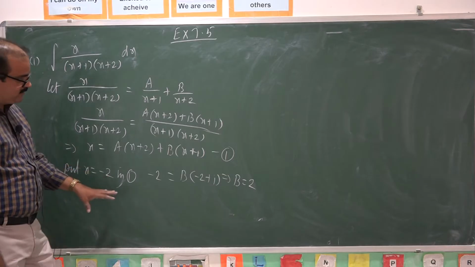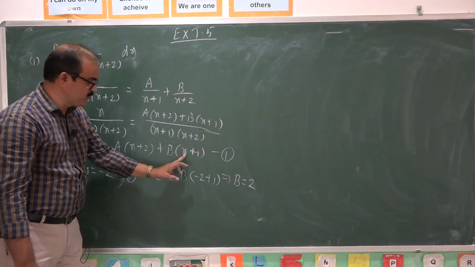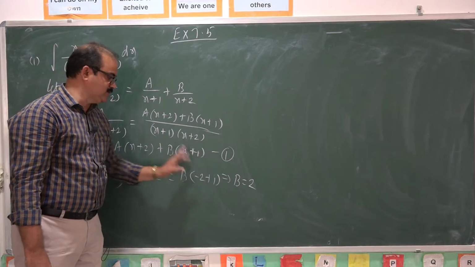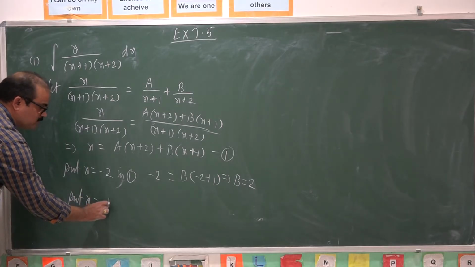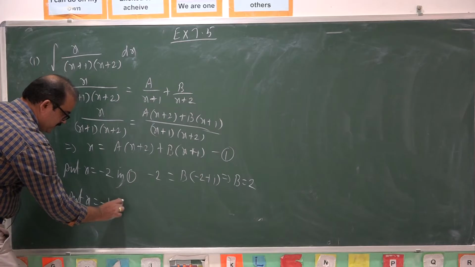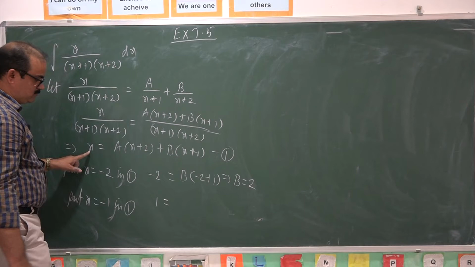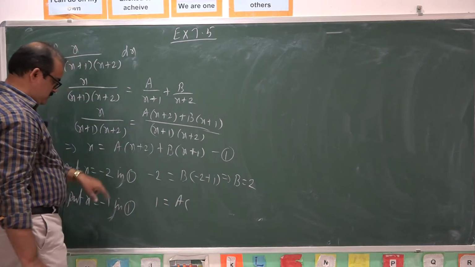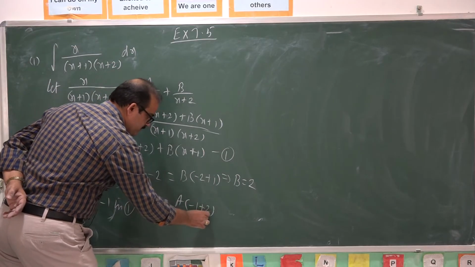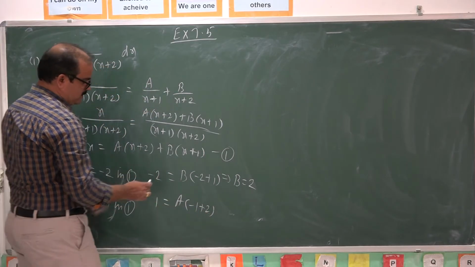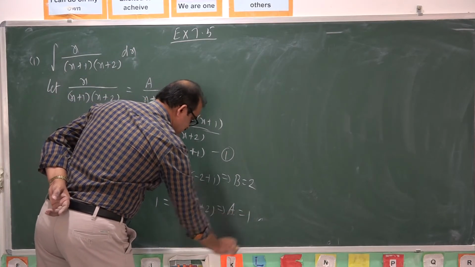Next, again make this term 0. When will it become 0? If you put x is equal to minus 1, then it will become 0. You put x is equal to minus 1 in equation 1, then the LHS becomes 1 is equal to a into (minus 1 plus 2), that is 1. So a is equal to 1, and minus 1 plus 1 here is 0. So a is equal to 1.